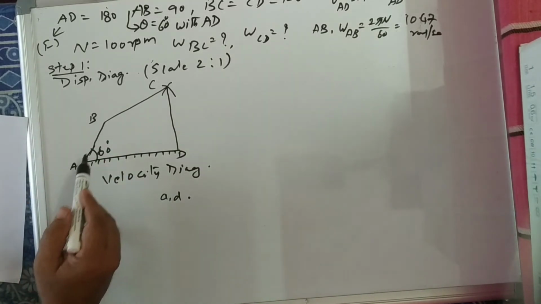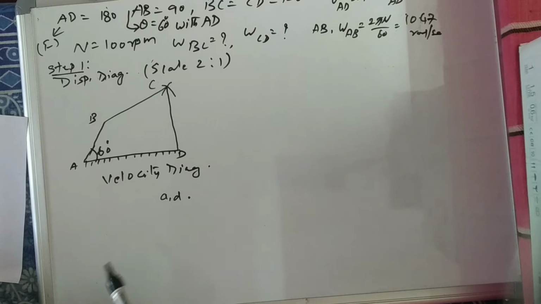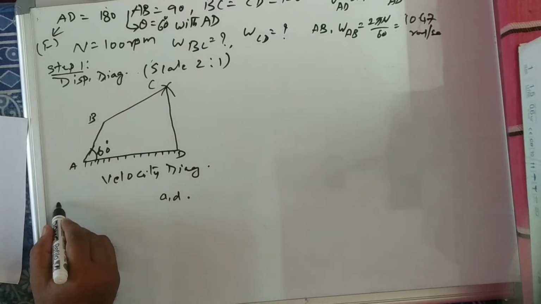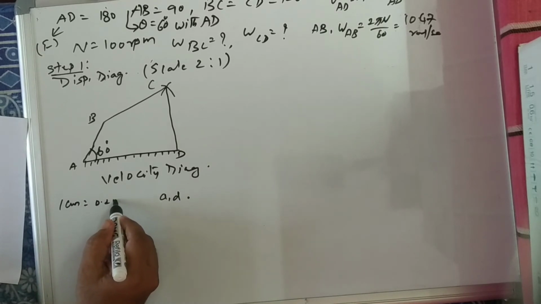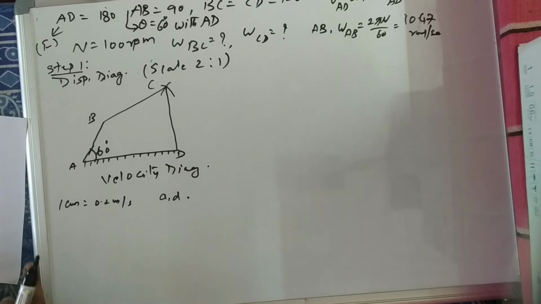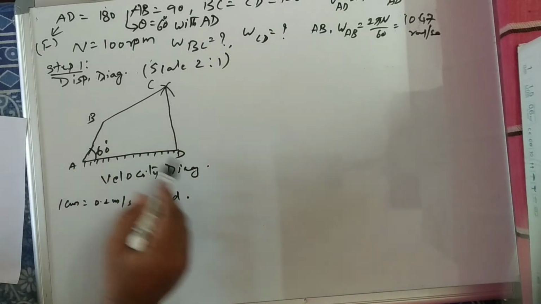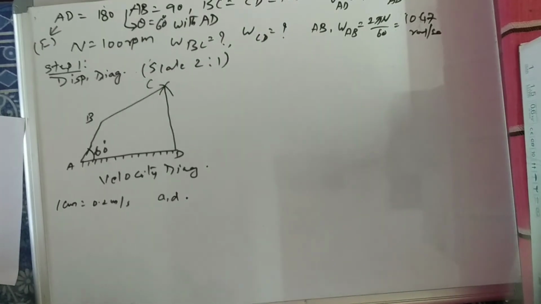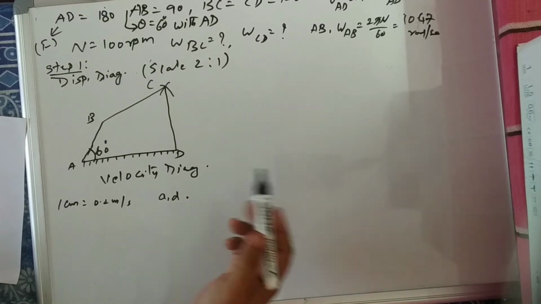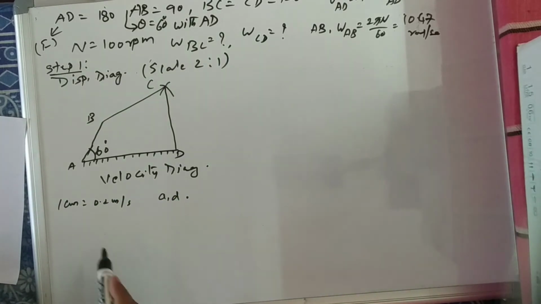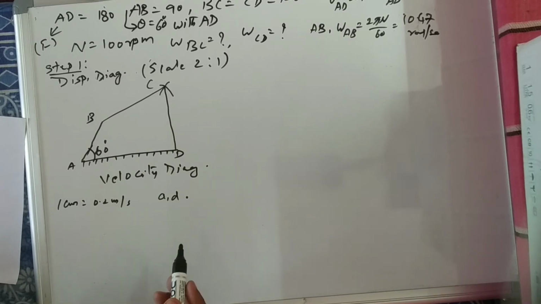So from here you try to draw with a suitable scale. For the velocity diagram, I will consider the scale as 1 centimeter equal to 0.2 meters per second. So from A, draw a perpendicular to represent the angular velocity 10.47. If you divide 10.47 by 0.2, it will become nearly 4.7 centimeters.